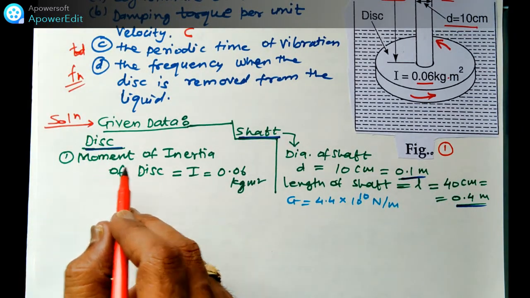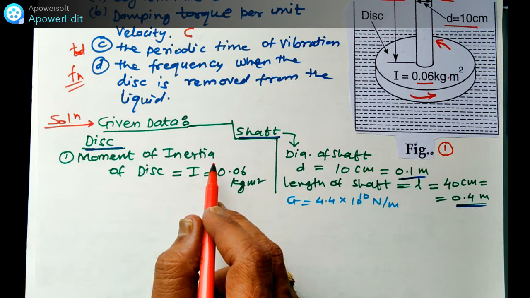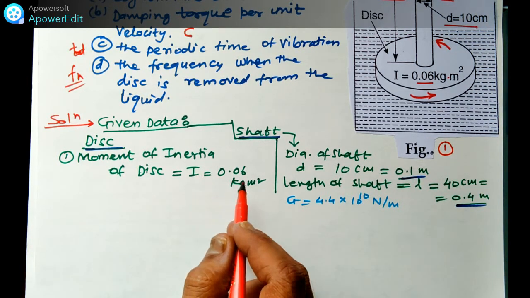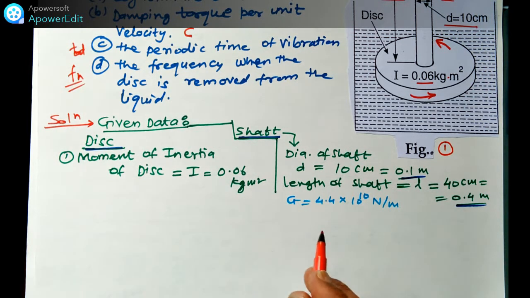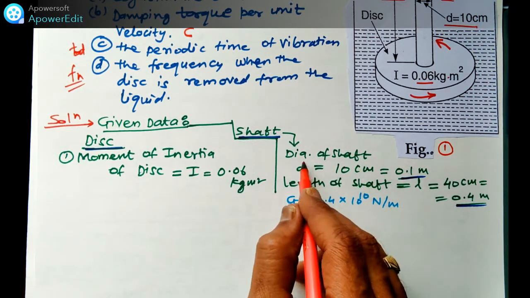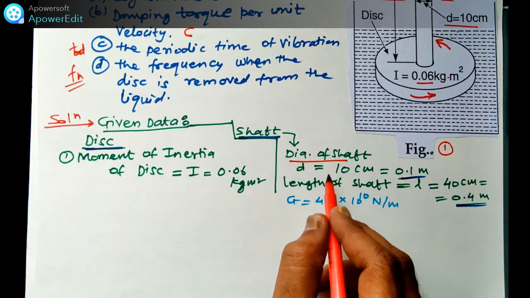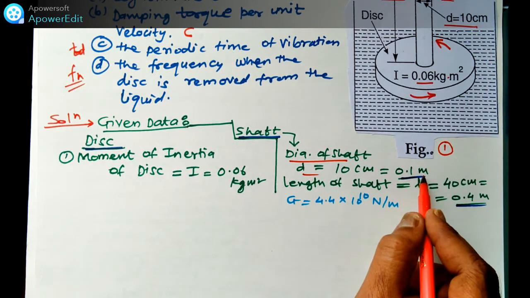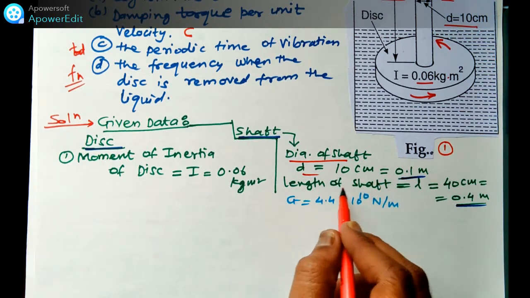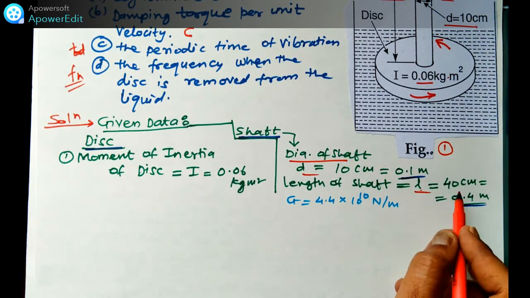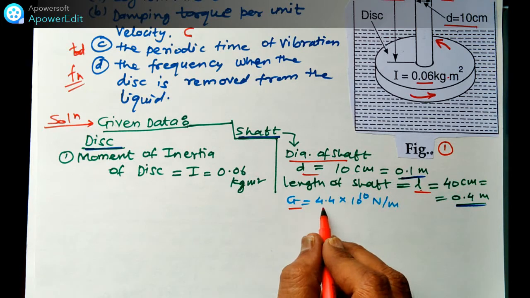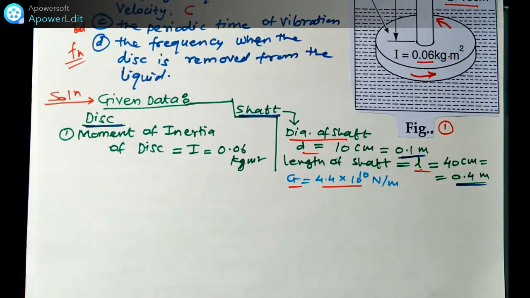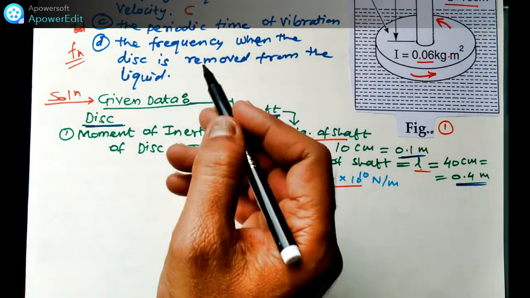For the disc, the data given is mass moment of inertia I equal to 0.06 kg meter square. For the shaft, the diameter is given as 0.1 meter, which is 10 centimeter. Length of the shaft L is 40 centimeter, means 0.4 meter, and the modulus of elasticity is 4.4 into 10^10. So what is the next step? We have to find out the logarithmic decrement.